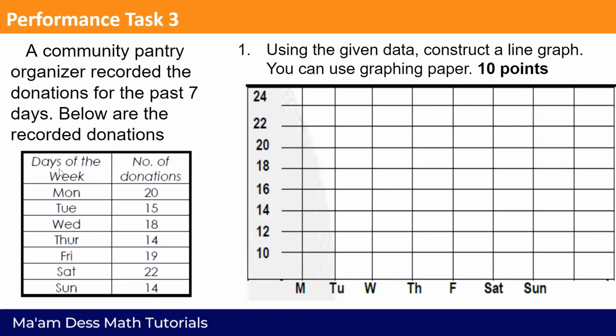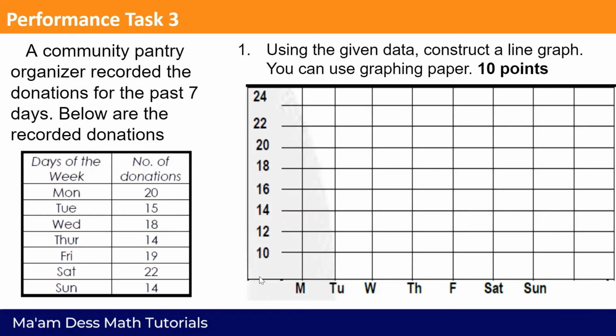So, the headings: days of the week, number of donations. Next. So, Monday hanggang Sunday. And then here are the number of donations. Okay, now. So, in making a line graph, the horizontal axis are the days of the week. And then in the vertical axis, so yun po yung number of donations. So here is 10 points.